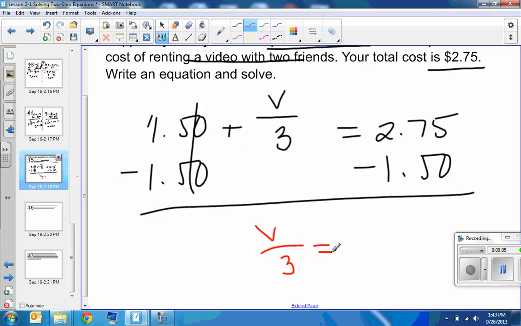Equals $2.75 minus $1.50, which is $1.25. And then the opposite of dividing is multiplying. I'm going to multiply both sides by 3. And v equals, using your calculator, $3.75. So the cost of the video was $3.75.